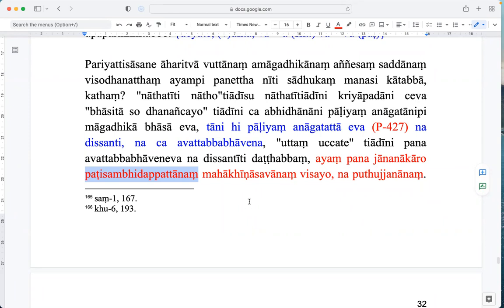Last time you said that for the Bahubbihi Samasa, with the past participle, I mean the action, we have two parts, and the part that signals the action can be the first word or the second word. It doesn't matter. For example, in Kinasava, the word that signals the action is kina.